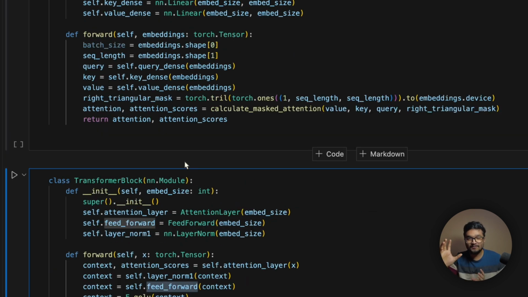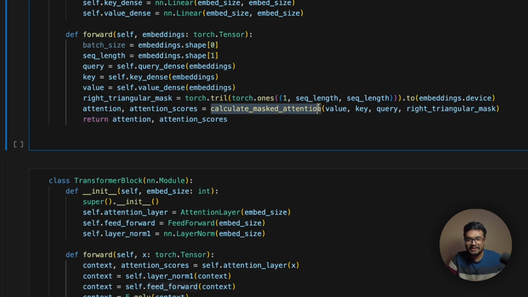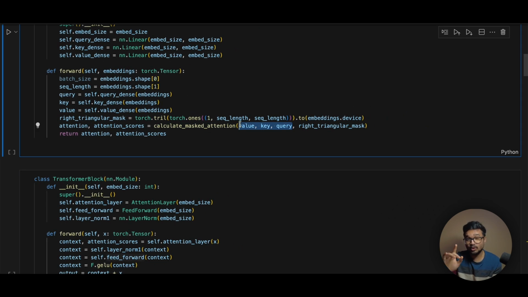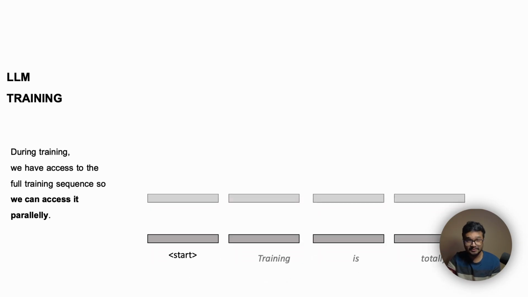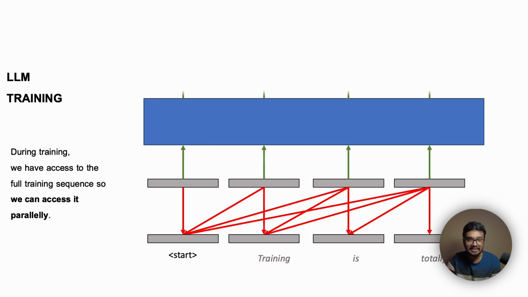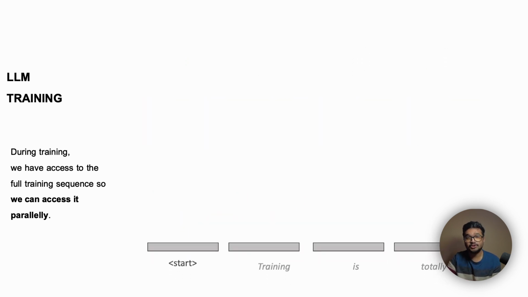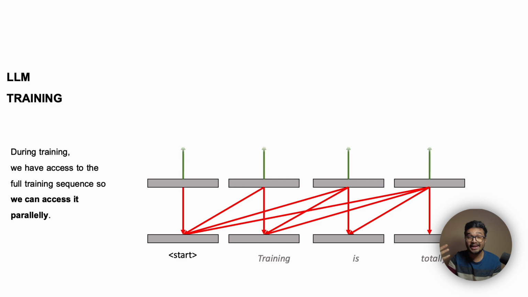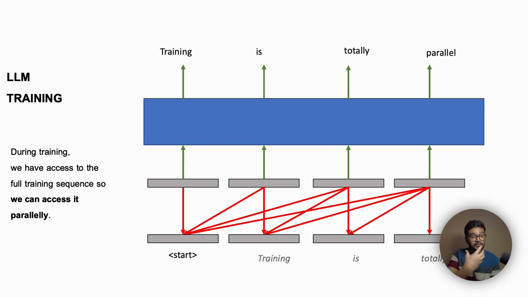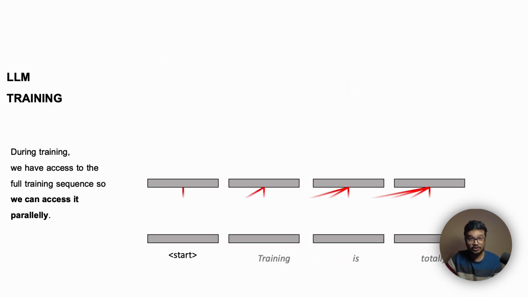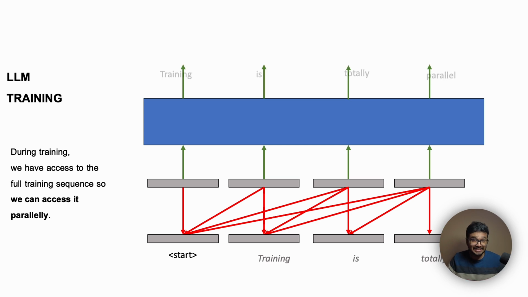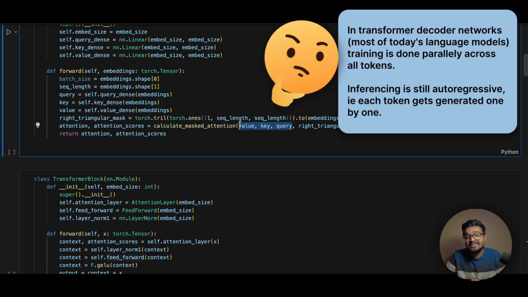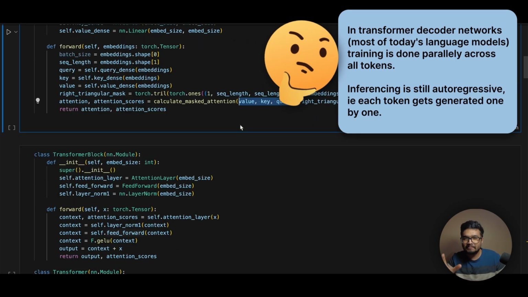But the main point of attention mechanisms is this calculate mask attention function. This computes the query key values parallelly. So every token parallelly computes the attention scores and the context vectors for every other token previous to it, in one shot. Everything is simultaneously processing at the same time, and that is the magic of transformers.